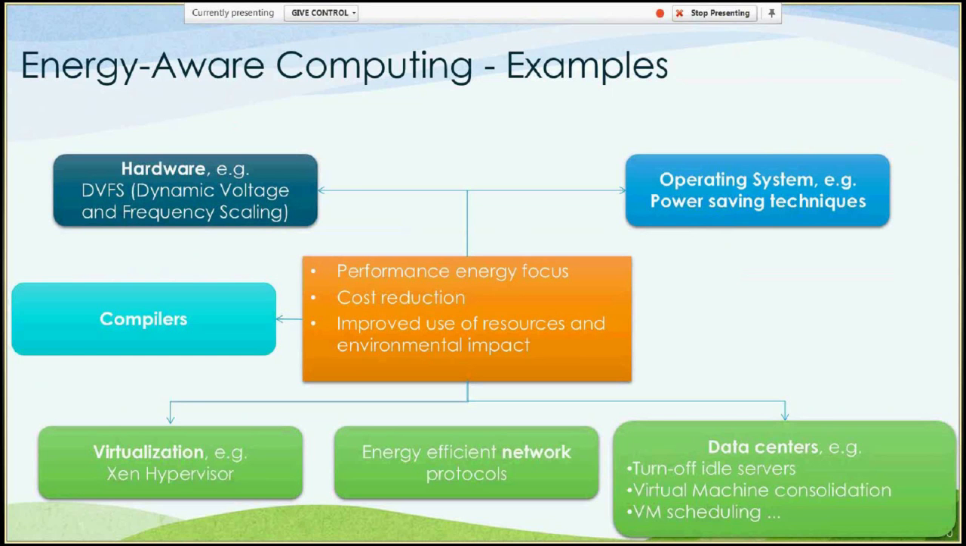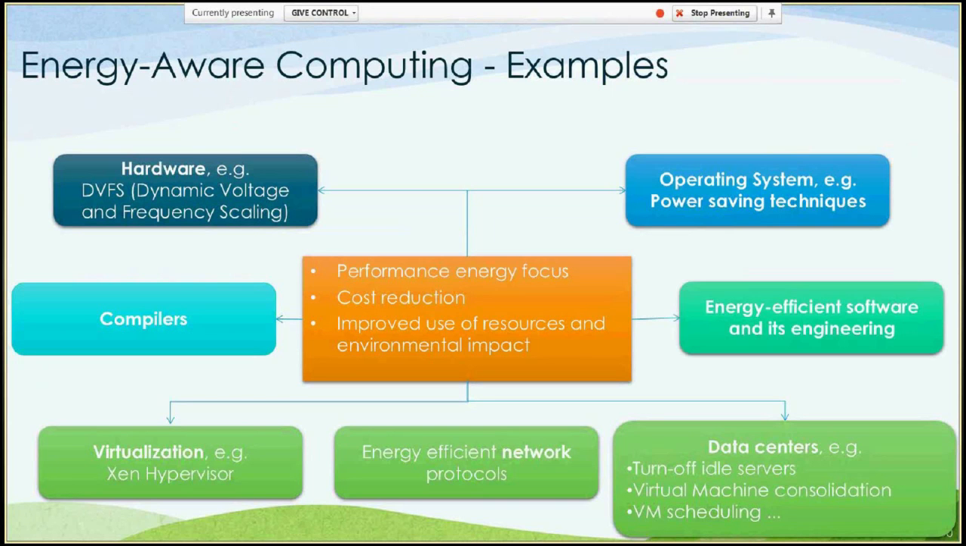So with this performance and energy focus in mind, with this cost reduction in mind, this improved use of resources, environmental impact in mind, we can take bits and pieces here and there and potentially combine them using a coherent approach. We could potentially look at energy efficiency software and its engineering, which is something that ASCETiC has looked at and brought into this overall arena of energy efficiency in cloud, because again, the approach of ASCETiC is to embed energy efficiency at the software engineering side. Okay? And then from there, look at other layers within the cloud architecture that could support energy efficiency.